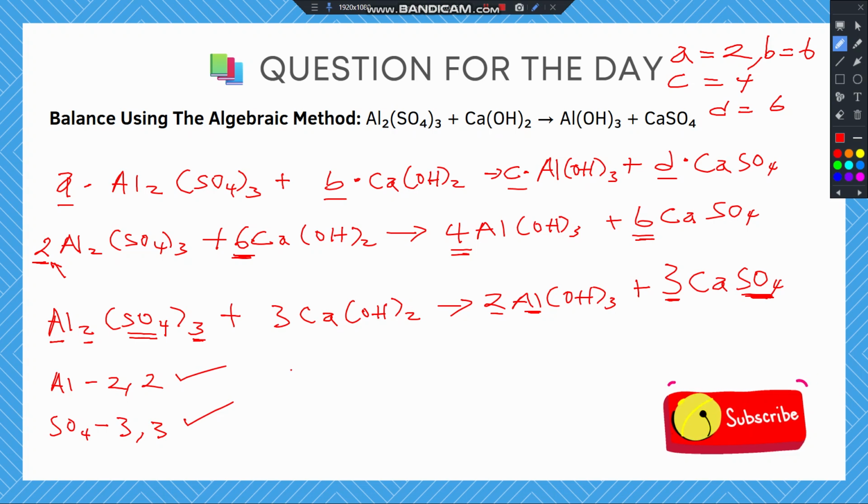The third element we have is calcium. Calcium, you can see on the left hand side, appears 3 times. On the right hand side, calcium also appears 3 times. 3 means calcium is balanced.